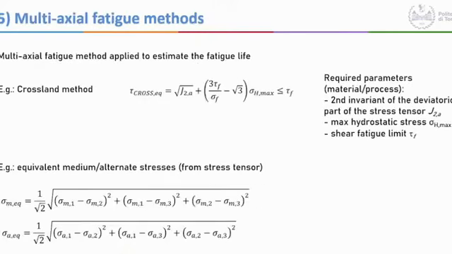Then at this point, we can use these components of the stress tensor in a multi-axial fatigue method. We can use the Crossland method or other well-known methods, and use this equivalent mean and equivalent alternate stress for the fatigue life estimation with, for instance, Haigh or Goodman-Smith diagrams.